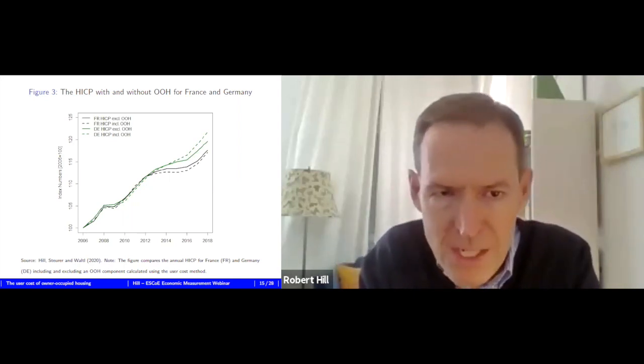And so then we can look at the impact of including OOH using our simplified user cost method. And if you look at that graph, you see that in Germany, the impact is to increase measured inflation. For the first few years in this sample until about 2014, it doesn't really do much. But from 2014 after, when house prices are rising more rapidly in Germany, it actually pushes up the HICP for Germany by a non-trivial amount. With France, it goes in the opposite direction, but including owner-occupied housing here would actually push down the HICP a bit.